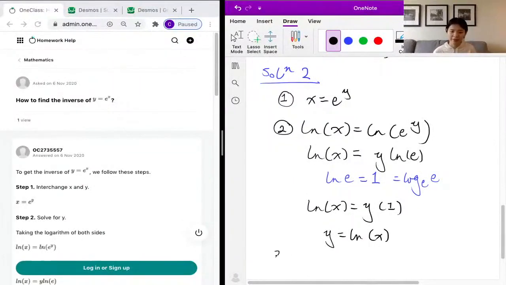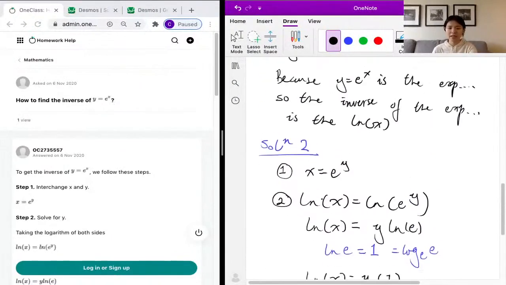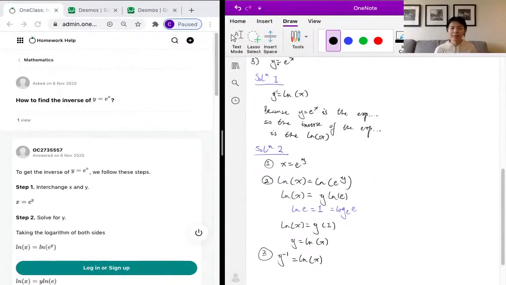Our third step, or last step for proper form, is we switch y with y to the power of -1, which is a symbol for inverse. So here we completed our solution, and we know for the function y equals e to the power of x, its inverse, y to the power of -1, is ln of x. Perfect. This is how we solve this problem.